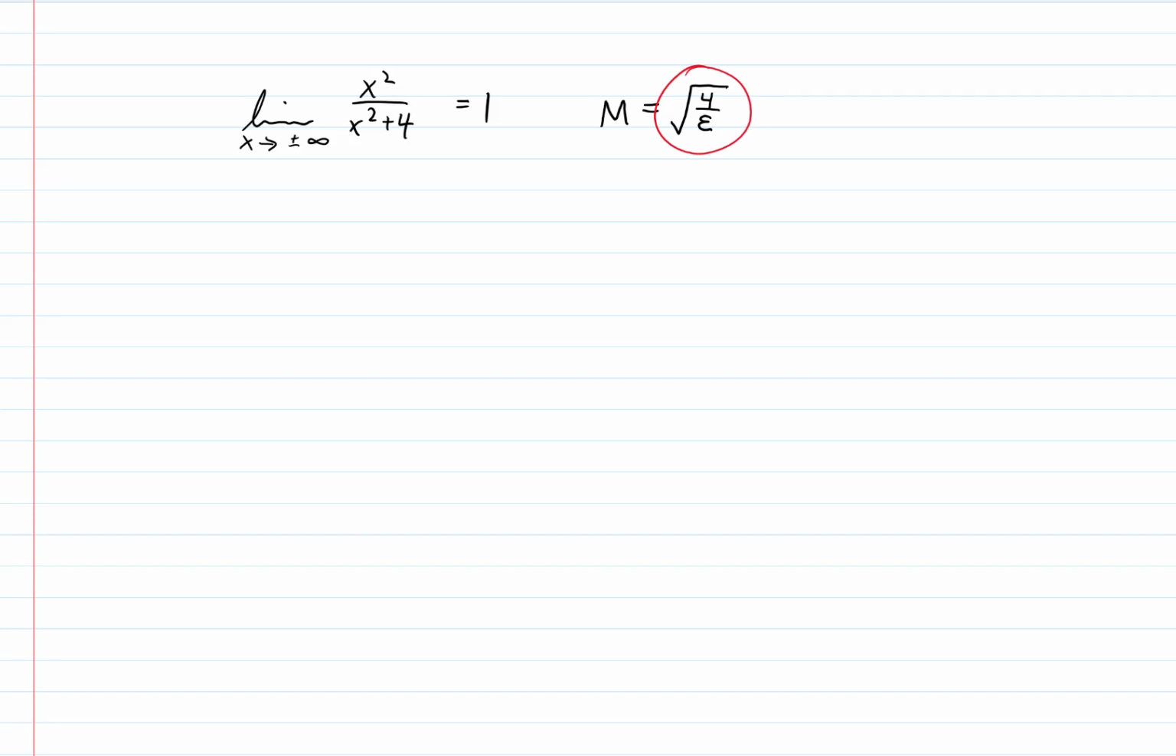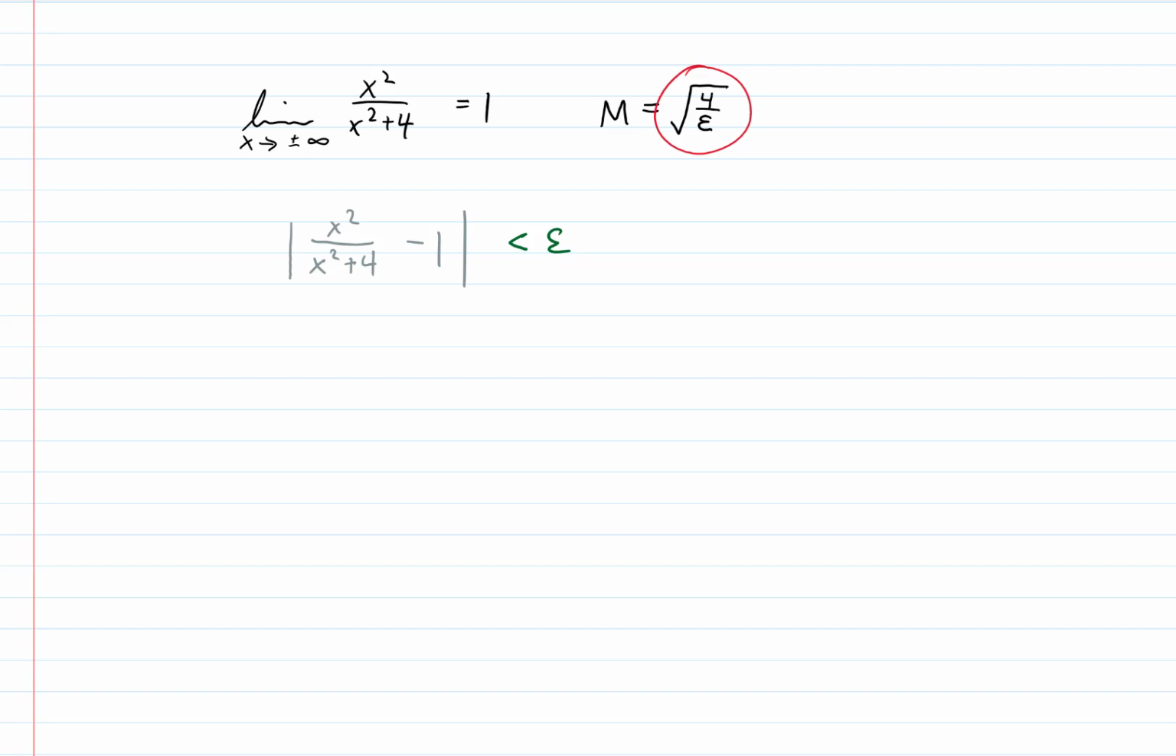All right, and so let's do that. So what I did was this. I wrote down the absolute value of x squared over x squared plus 4 minus 1. And what I want is for that to be less than epsilon. That's what I want. Okay?